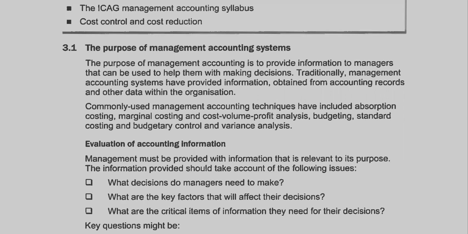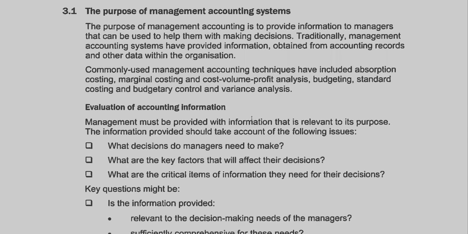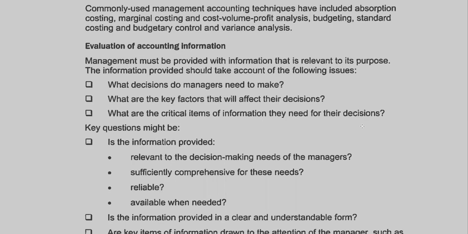Now, evaluation of management accounting information. Management must be provided with information that is relevant to its purpose. The information provided should take account of the following issues. What are the issues we are talking about? These issues include what managers do, what decisions they need to make, what the key factors are that would affect those decisions, and what the critical items of information they need for those decisions are. So we can ask questions like, what decisions do we need to make? What will affect our decisions? What items do we need for our decisions?